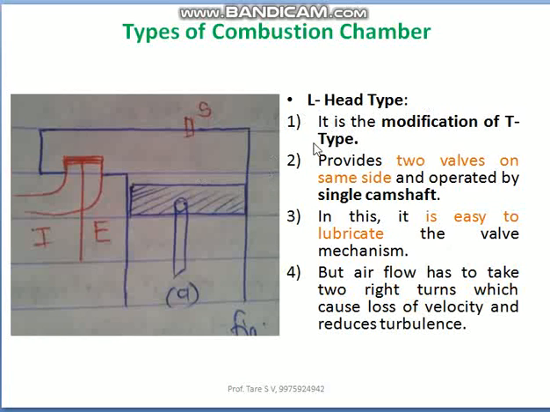The next one is L type. In the previous T type, both valves are on either side. Now you can see it provides two valves on the same side, and these two valves can of course be operated with the help of a single camshaft, and in this case it is easy to lubricate the valve mechanism. But the airflow has to take two right turns, which causes loss of velocity and reduces turbulence in the combustion chamber.